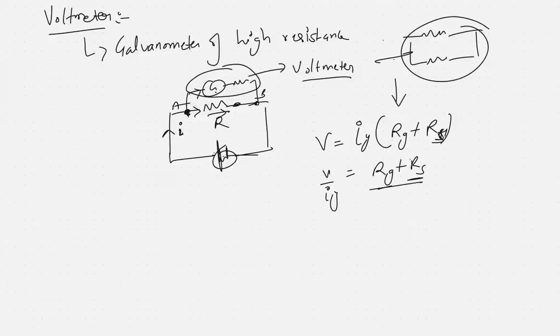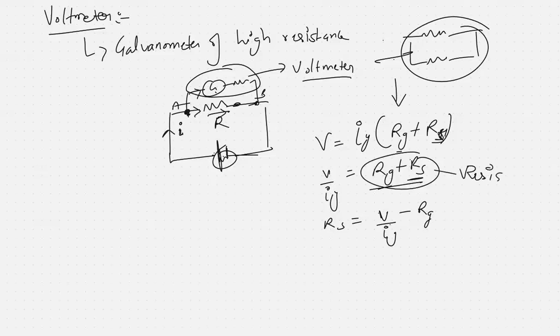You can say that these are the resistance of your voltmeter, but we don't have to write it in this one. What is Rs? We have to calculate the series resistance. So that will be V by Ig minus Rg. This is the thing. And this whole thing is the resistance of the voltmeter. Resistance of voltmeter. Is it clear, kids?